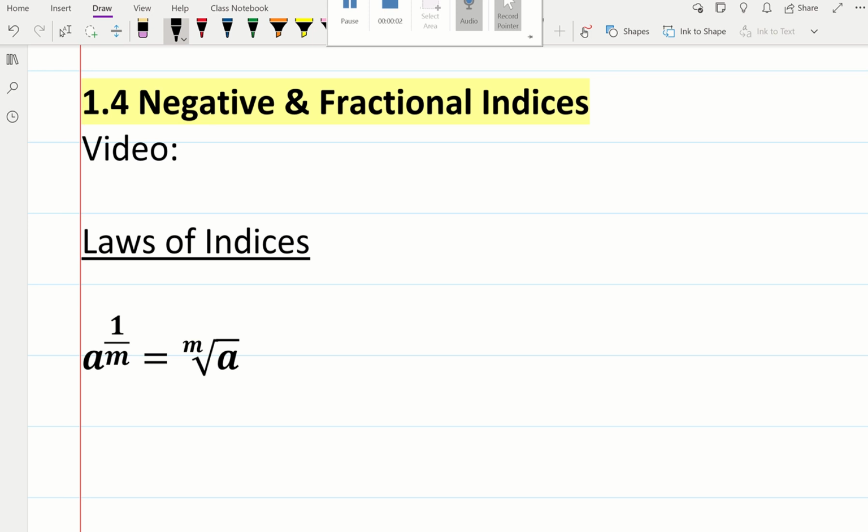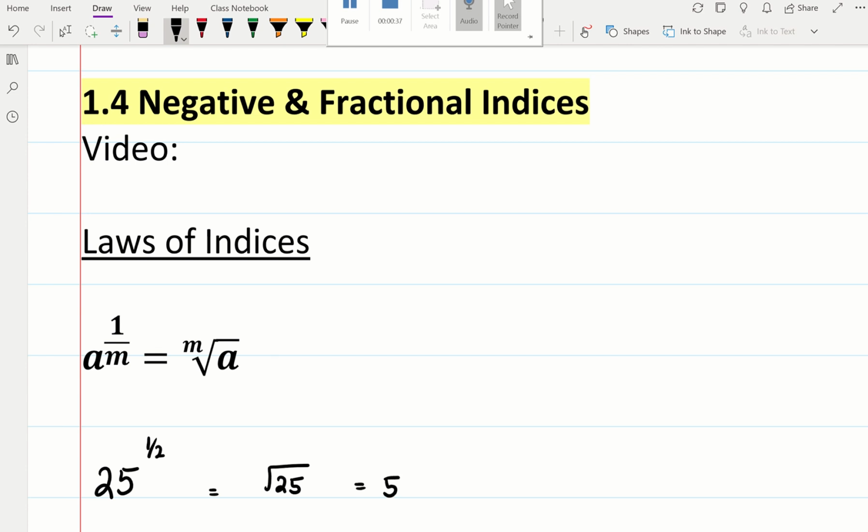So section 1.4 is looking at negative and fractional indices, and we're looking at the laws of indices. A to the power of 1 over m is the same as the m-th root of a. So let me explain. If I have 25 to the power of a half, this is the same as the second root of 25, which is basically the square root of 25. We never write the 2. So it's the square root of 25, which is 5.